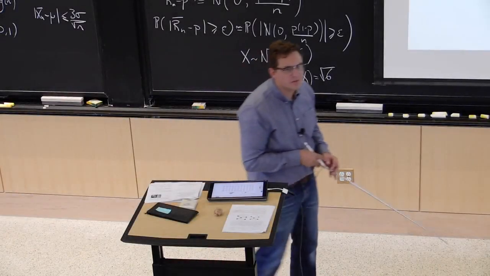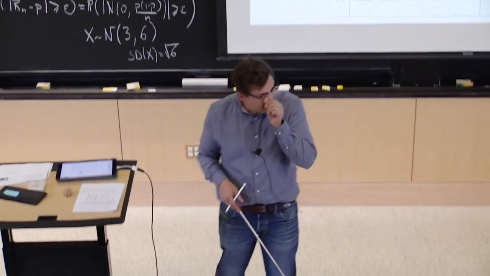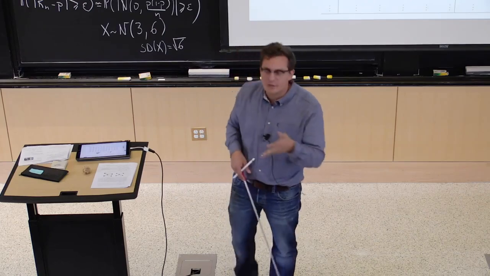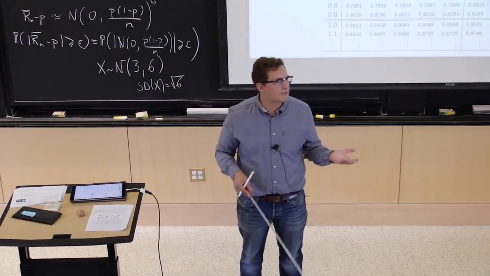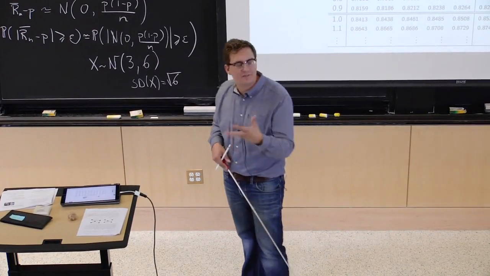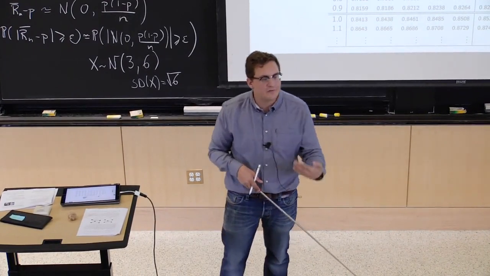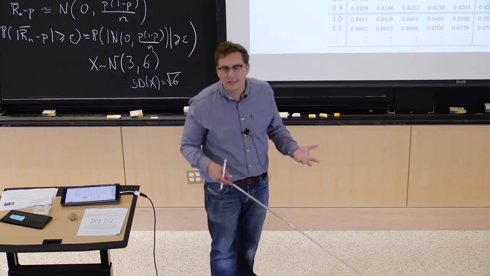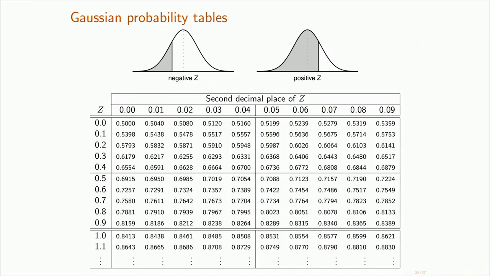So what do those tables look like? When we want to compute probabilities, rather than going to a computer to do some numerical integration of my density between minus infinity and t, or between u and v, I'm going to actually use tables for that. So what do those tables look like? Well, those tables actually give me the value of the CDF.